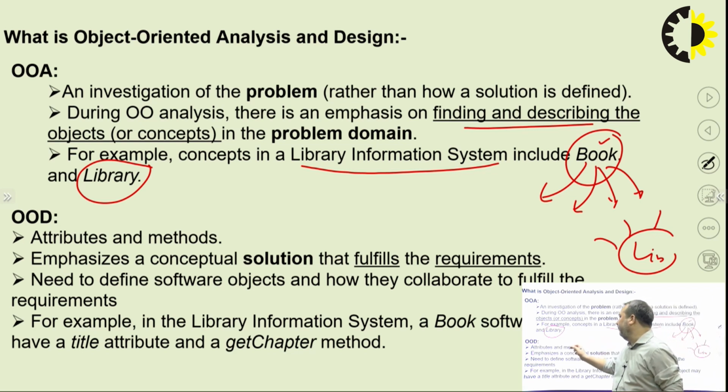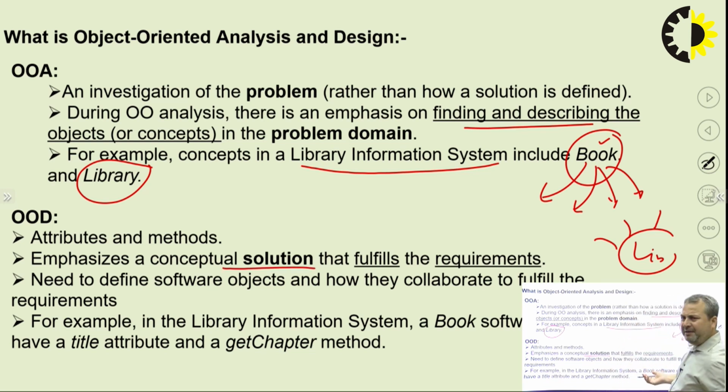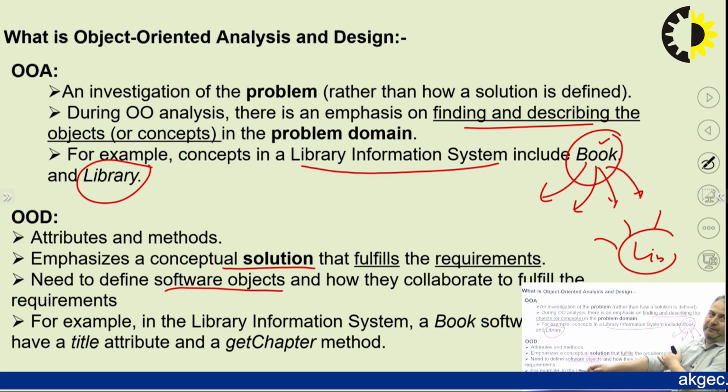So basically attributes and methods come under object-oriented design, and object-oriented design emphasizes a conceptual solution. Design means how we are going to code, so before that we make some design. Object-oriented design emphasizes a conceptual solution that fulfills the requirements. We need to define software objects and how they collaborate to fulfill the requirement. Collaborate means what the sequence is and all.